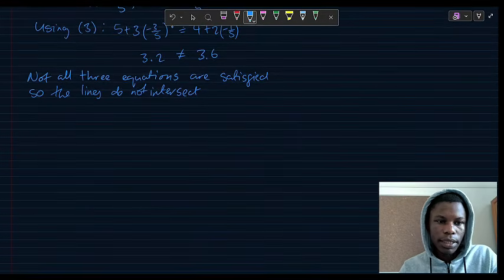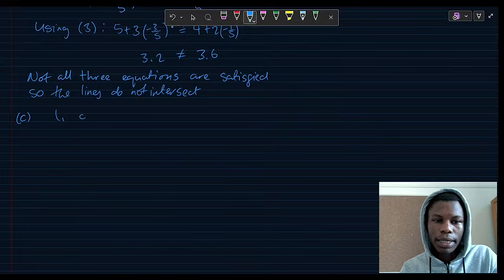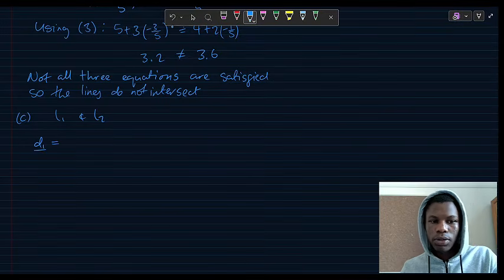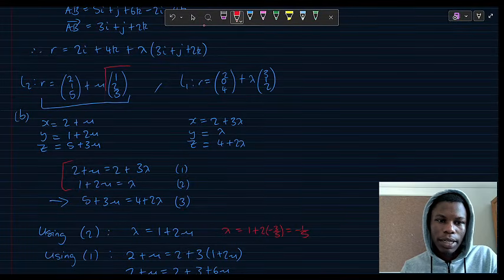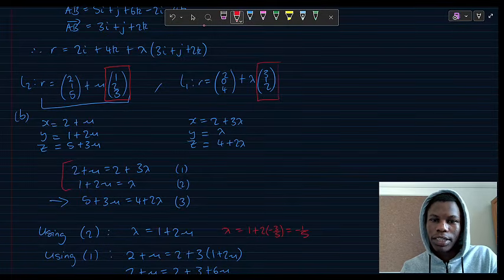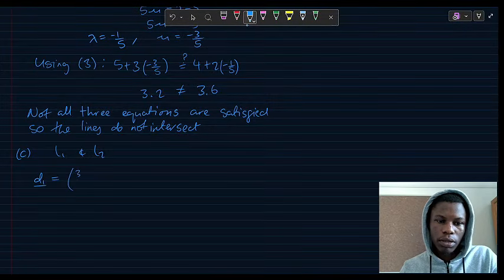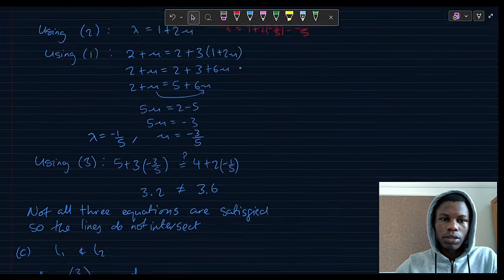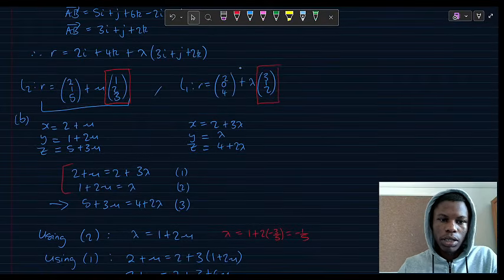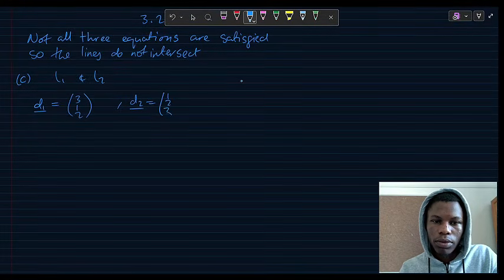Now the part C says, find the acute angle between the directions of line L1 and L2. Okay, so what are the directions? I'll just use D1 to denote the direction of line L1. The direction vector of line L1 is 3, 1, 2. And we want the direction of line 2. So that's the 1, 2, 3.